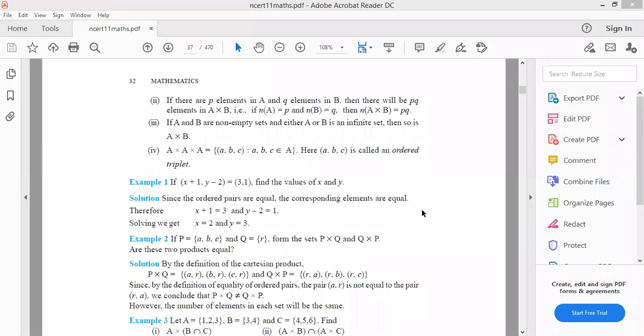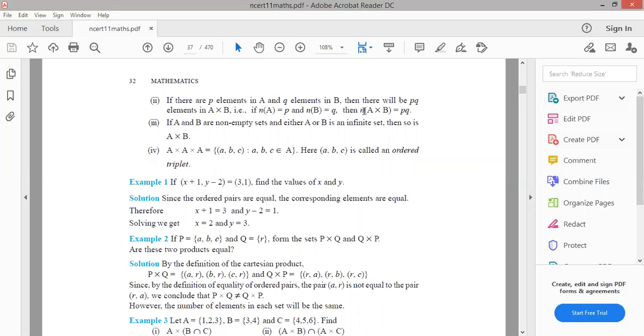In this class, we will be learning the concept: how many elements does a cross product have. I mean to say, if we have two sets A and B, for example, if A has P elements and B has Q elements, then what is the total number of elements that A cross B has?